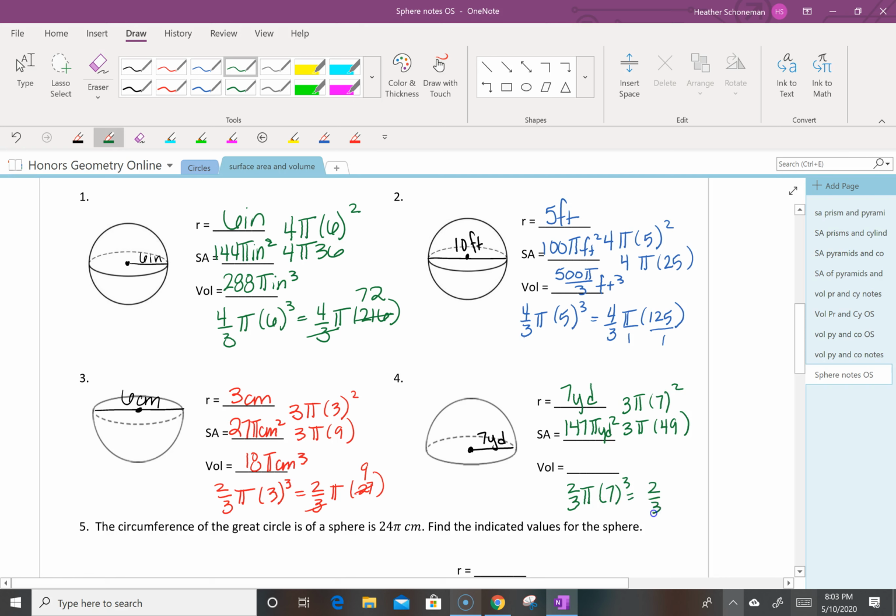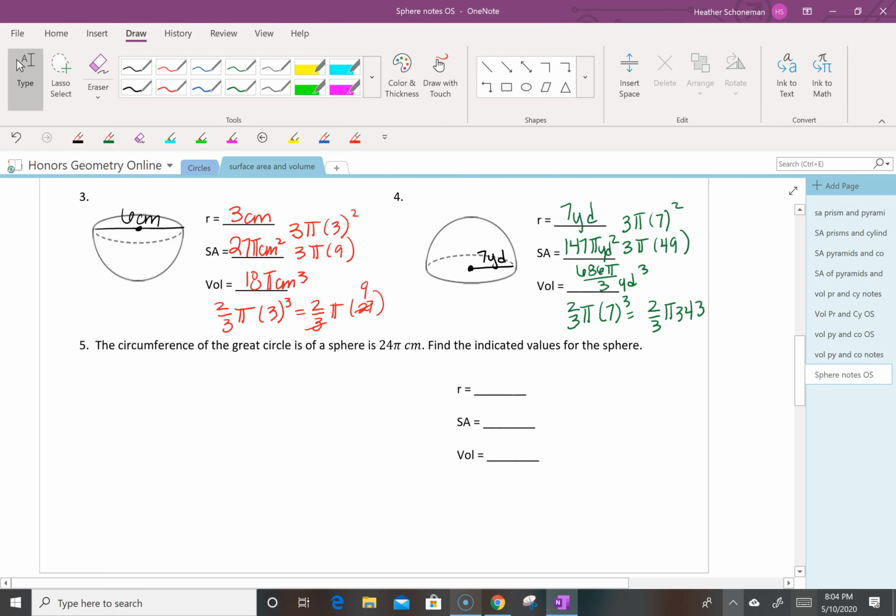So you have 243 pi times 343. Now 343 looks like it's divisible by 3, but it's not, because the radius 7 is not divisible by 3. So I'm going to multiply straight across the top and get 686 pi. And on the bottom I just get 3, and it's yards cubed.